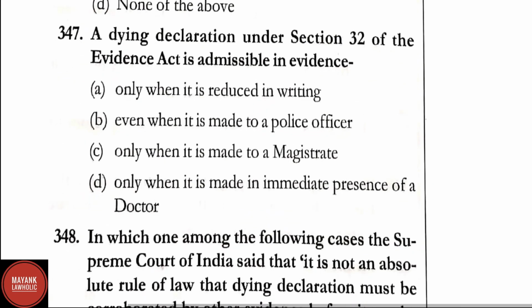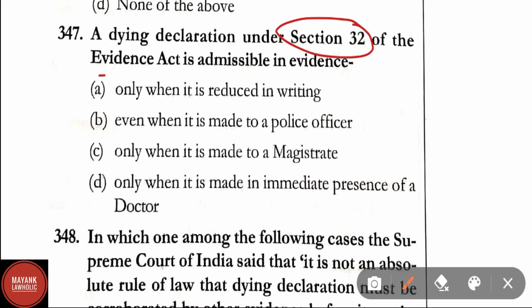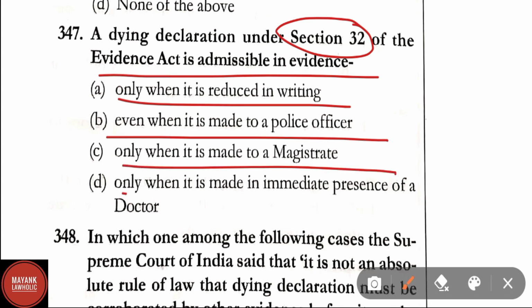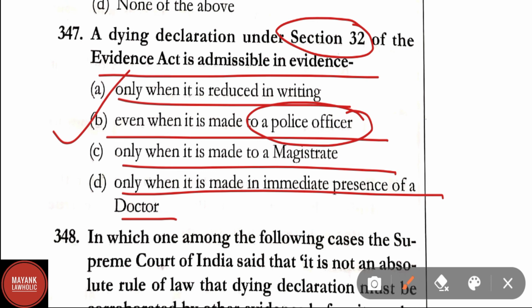Question number 347. A dying declaration under section 32 of the Evidence Act is admissible in evidence. Option A, only when it is reduced in writing. Option B, even when it is made to a police officer. Option C, only when it is made to a magistrate. And option D, only when it is made in immediate presence of a doctor. Here correct answer is option B, that is even when it is made to a police officer.